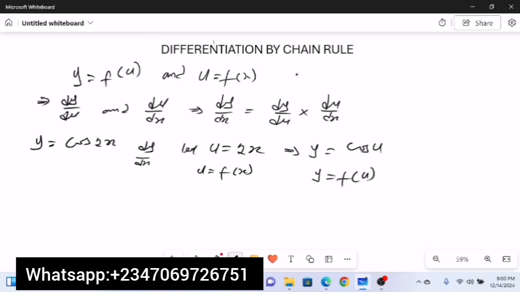So if y depends on u to be defined, that means I can only find dy over du. I can only differentiate y with respect to u. Similarly, if u depends on x, it simply means that I can only differentiate u with respect to x. And if I carry out these two derivatives, all I need to do is multiply them together. I will simply have my derivative. It's as simple as that. So let's do this and see.